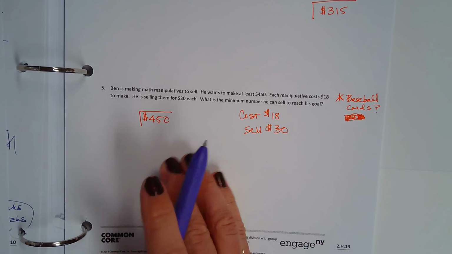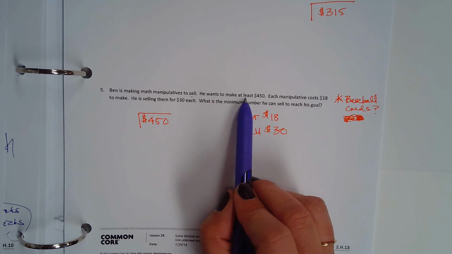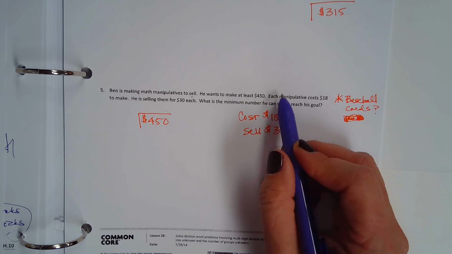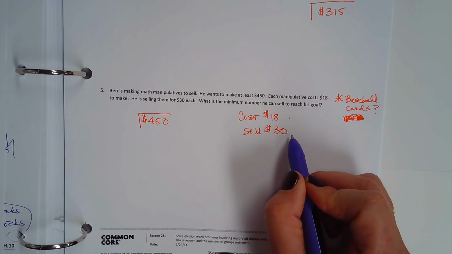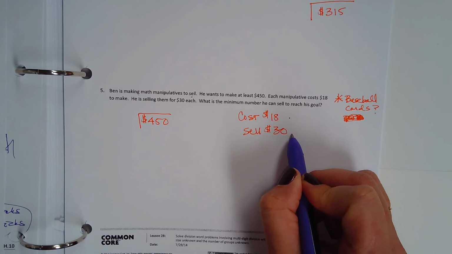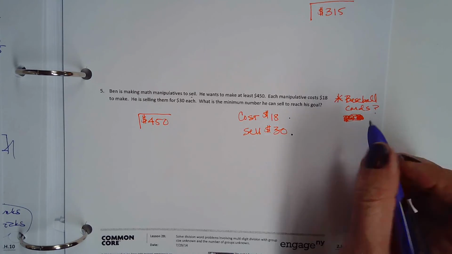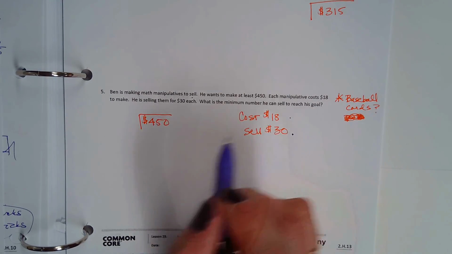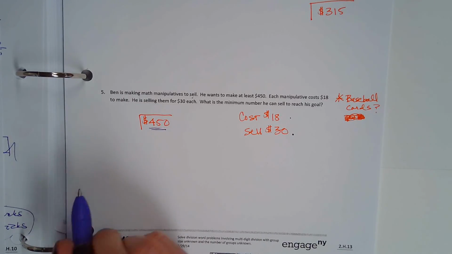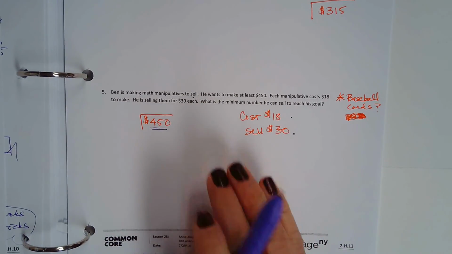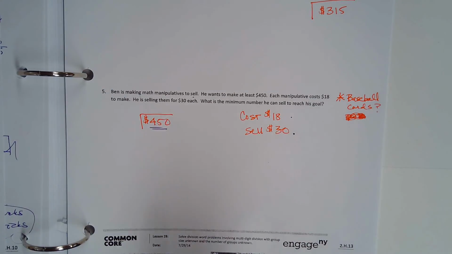All right. And lastly, Ben is making math manipulatives to sell. He wants to make at least $450. Each manipulative costs $18 to make, but he's selling them for $30. So how much money does he expect to make on each one? And what is the minimum number he can sell to reach his goal? So this is his goal, right? So it looks like this might be a 3-step problem. You might have to do some subtraction and some multiplication and some division.